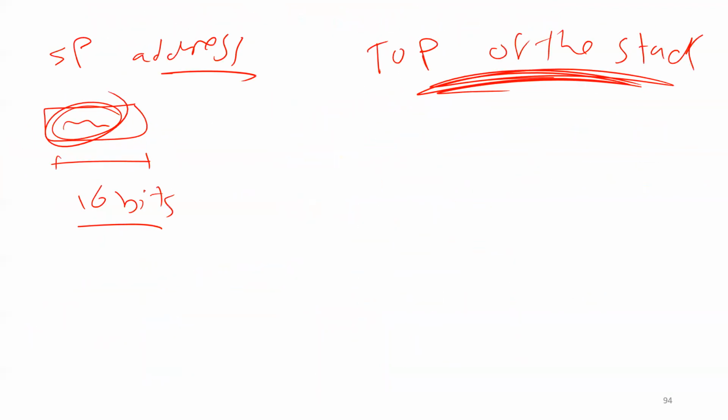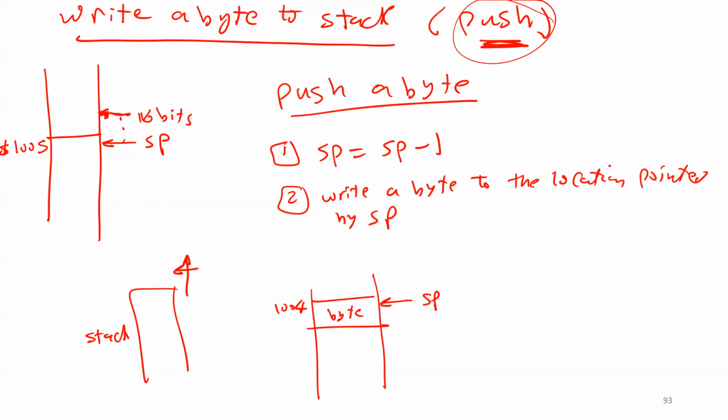One more thing, guys. In these two examples, I explained how you can push a byte and how you can pull a byte. The question is, can I push a word? Can I pull a word? The answer is yes. We have instructions to push a byte or a word, and pull a byte or a word. By common sense, how would this be different? All you have to do is subtract two instead of one.